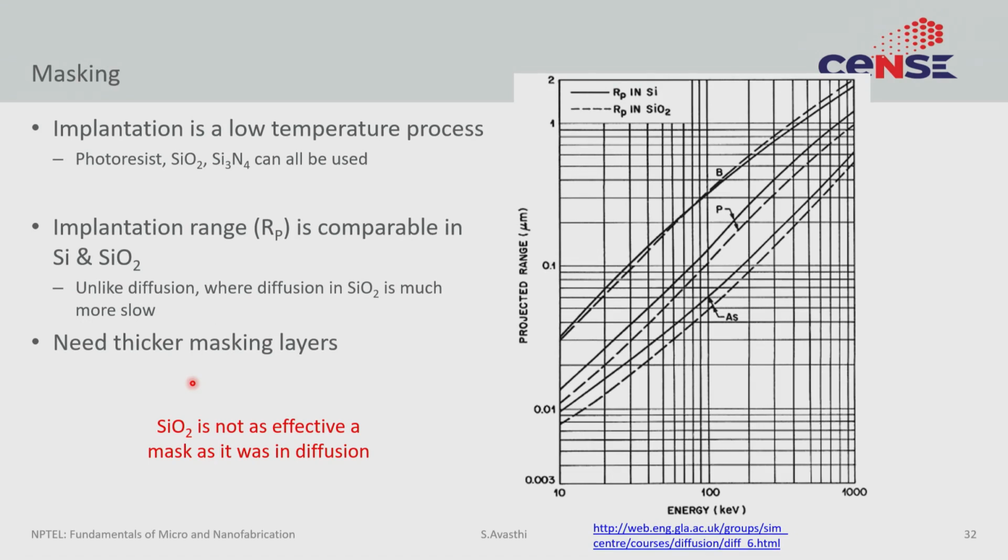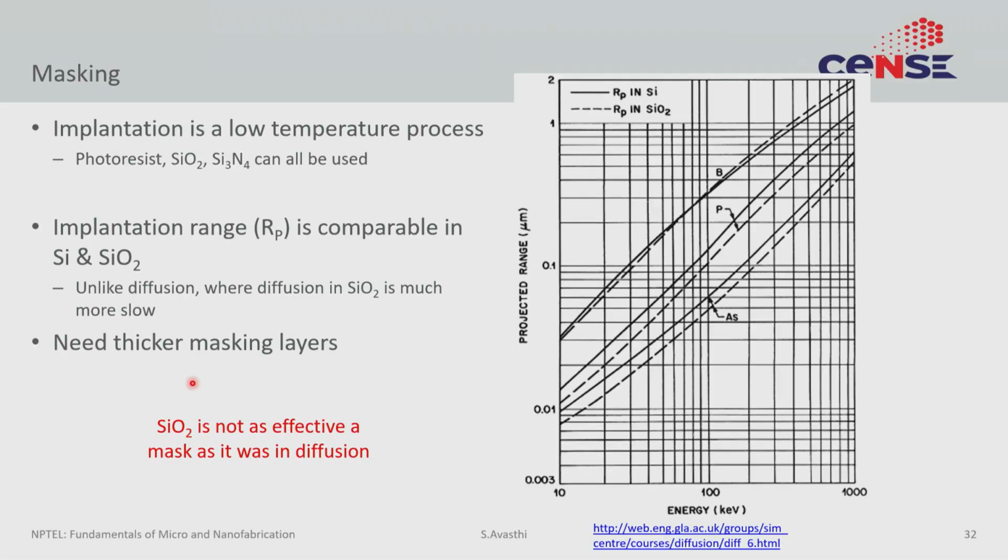Finally, I would like to discuss the concept of masking. I have already introduced this during diffusion. The basic idea is that you never have blanket dopants. You always need to have a patterned dopant. So one way to make a patterned dopant is to add certain film on top that prevents your dopants from going through. So that is called masking.